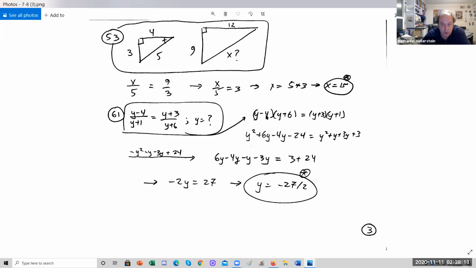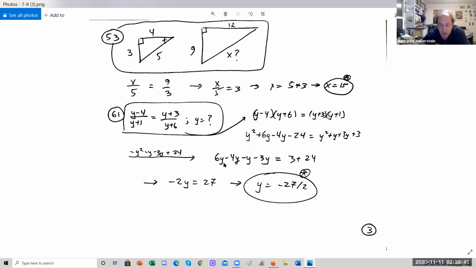This, we expand: y squared plus 6y minus 4y minus 24. This expands to y squared plus y plus 3y plus 3. You cancel the y squareds because they're the same on both sides. Move y plus 3y to the left, and move 24 to the right. You get 6y minus 4y minus y minus 3y on the left equals 3 plus 24.